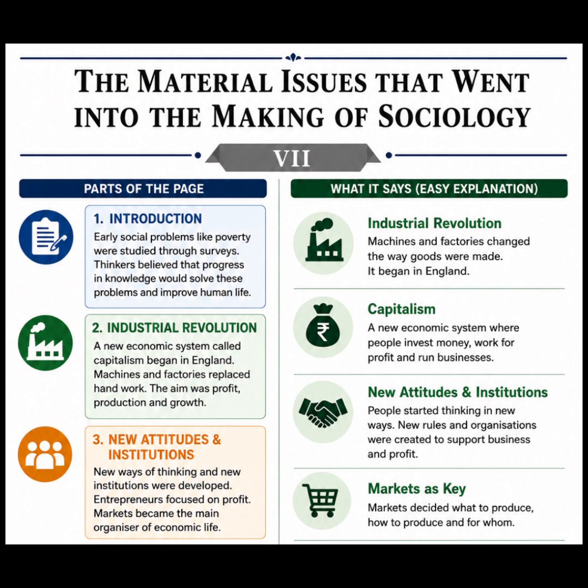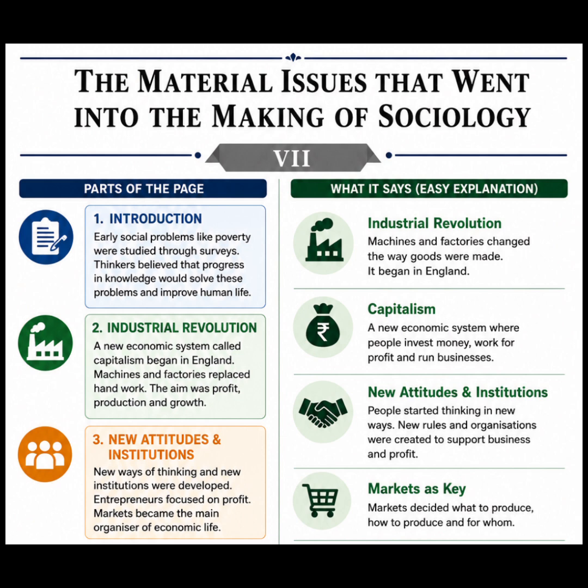Industrial Revolution. A new economic system called capitalism began in England. Machines and factories replaced handwork. The aim was profit, production, and growth. New attitudes and institutions. New ways of thinking and new institutions were developed. Entrepreneurs focused on profit. Markets became the main organizer of economic life.